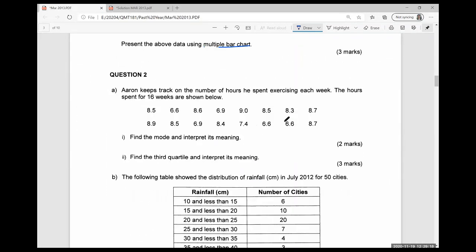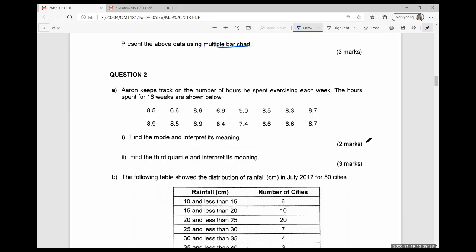Okay, so next we're going to look at the second question. The second question deals with chapter 3, that is basically the measures of central tendency, or measures of position, and also measures of variation, for both grouped and ungrouped data.